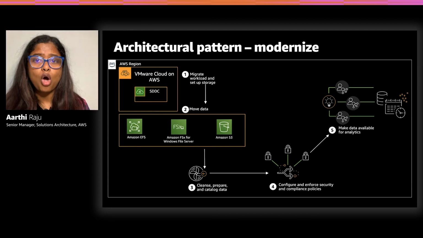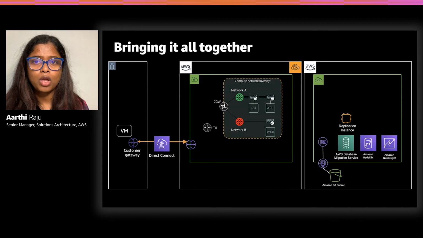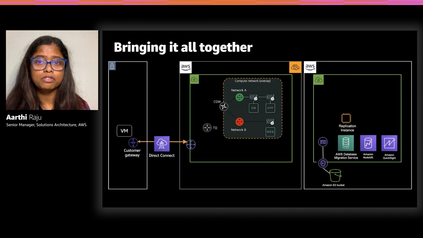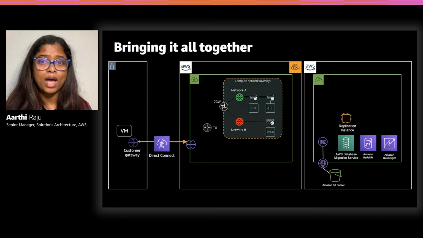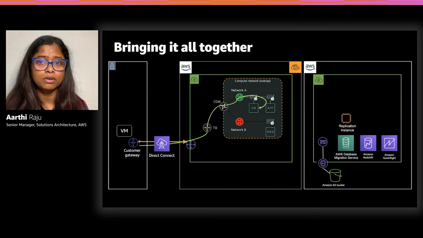So if we bring all these pieces together here, on the left, you have your on-premises connecting to your service, VMware Cloud on AWS and native AWS services using a Direct Connect. And then on the far right, you have native AWS analytics services.